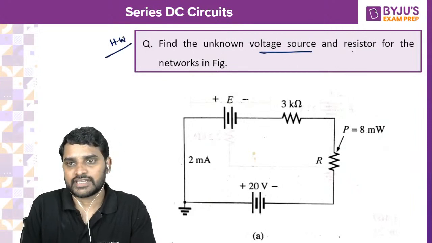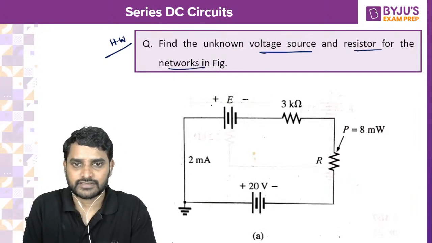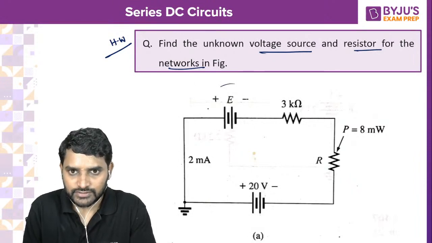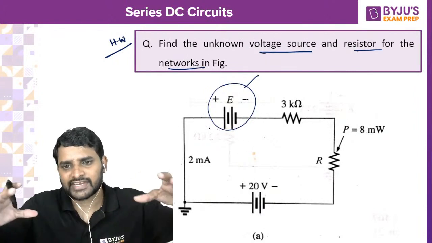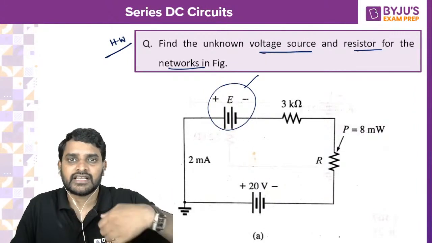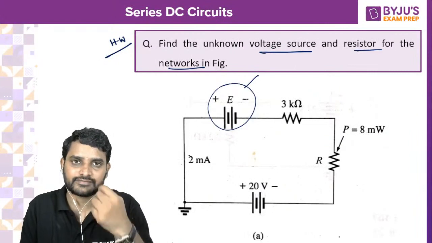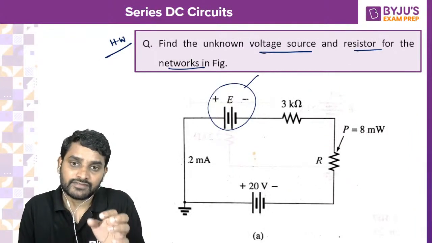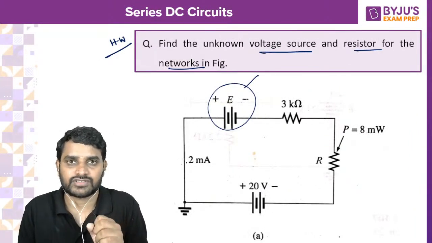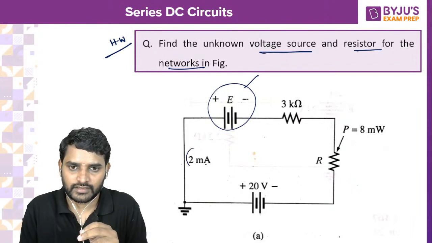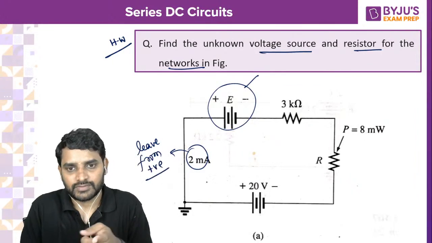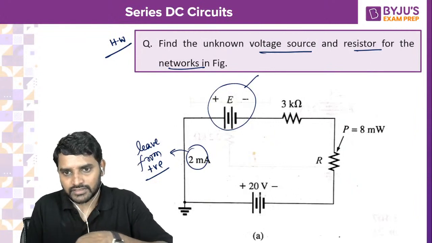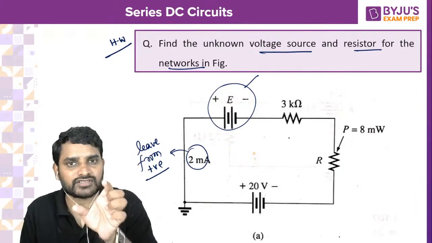Find the unknown voltage source and resistor for the networks. So the unknown voltage source is being asked. We have got current. So you can take the current direction from the positive terminal of the voltage sources. It has to leave from the positive terminal. Current should leave from the positive terminal. So assume like that. It is simply one single closed path or series circuit only.